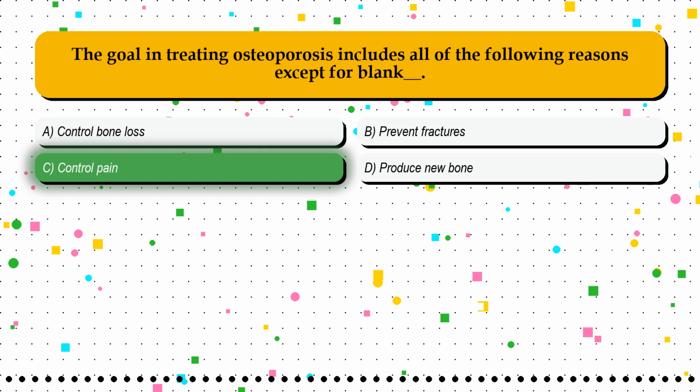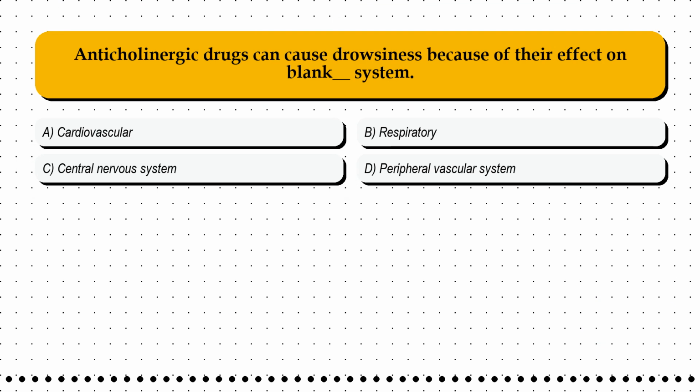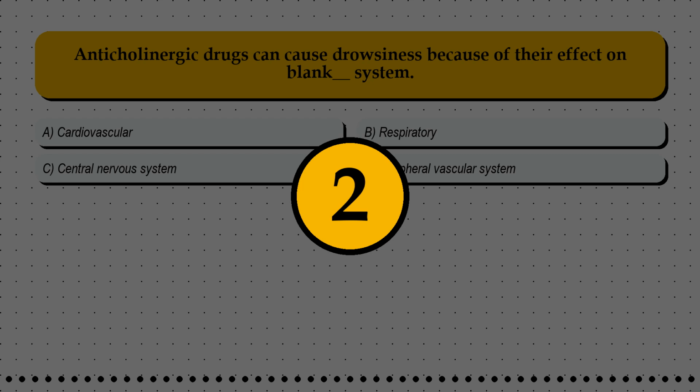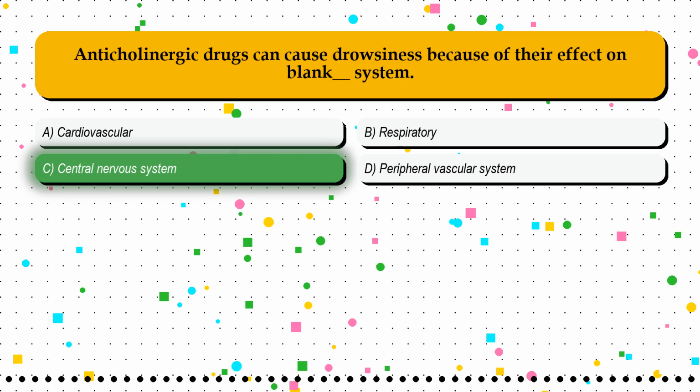Control pain. Question 158. Anticholinergic drugs can cause drowsiness because of their effect on the blank system. Option A. Cardiovascular. Option B. Respiratory. Option C. Central nervous system. Option D. Peripheral vascular system. The correct answer is option C.